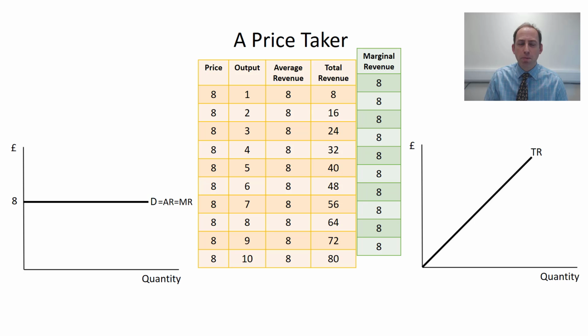So that's the situation for a price taker. A very easy diagram to draw here. It's one line on our axes showing demand, average revenue and marginal revenue all at the going rate price of the market. So that's nice and easy. Let's complicate things a little bit now and look at a price setter.